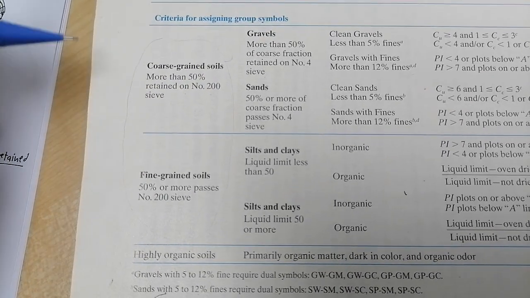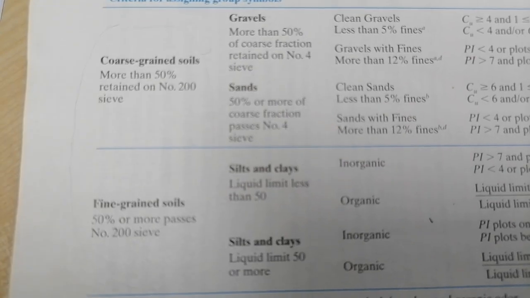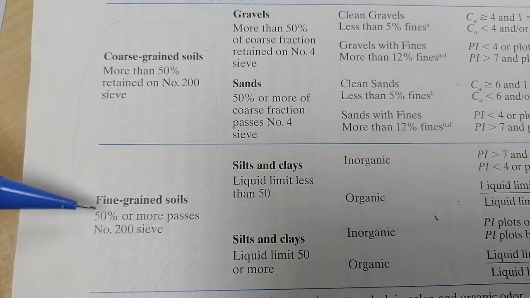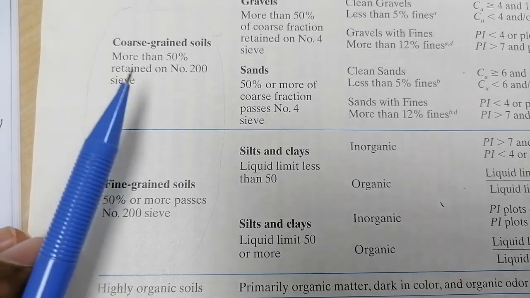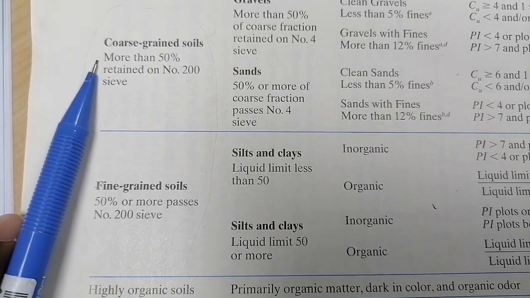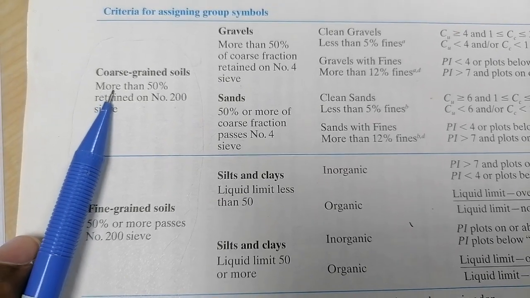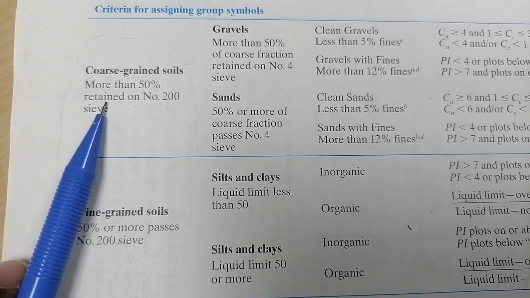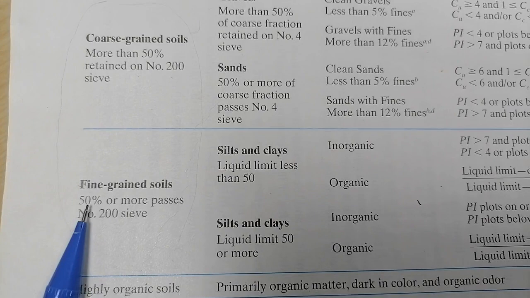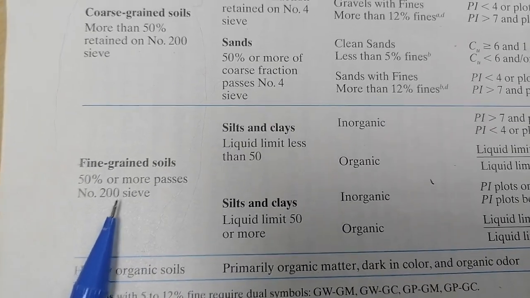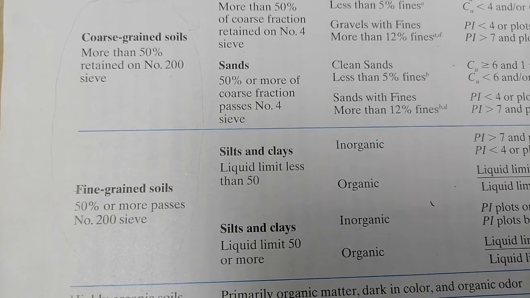So sekarang kita nak tahu tanah kita sama ada dalam kategori coarse grain soils or fine grain soil. So how to do so? We just need to read the explanation underneath. So coarse grain soils, kita ada dekat sini ditulis, if more than 50% retain on number 200 sieve, it is coarse grain. If 50% or more passes number 200 sieve, it is fine grained. Okay, so berbalik kepada data kita tadi.